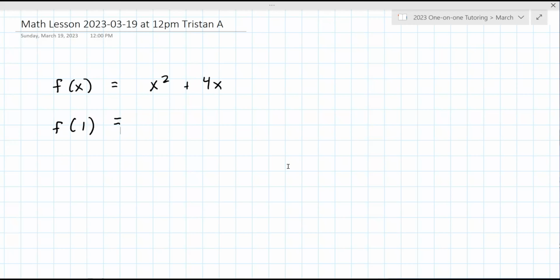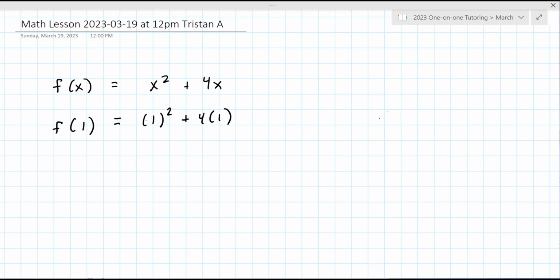Not off the top of my head, no. Okay, so I'll show you an example here. Wherever you see an x, you're going to replace it with the value of 1. So in this case, 1 squared plus 4 times 1. Okay. Now notice I'm doing it in parentheses. That will become more important when it's negative values, but for positive ones, it doesn't really matter.